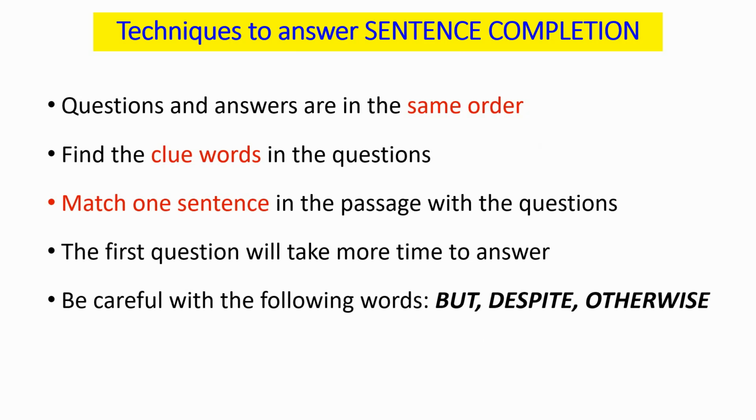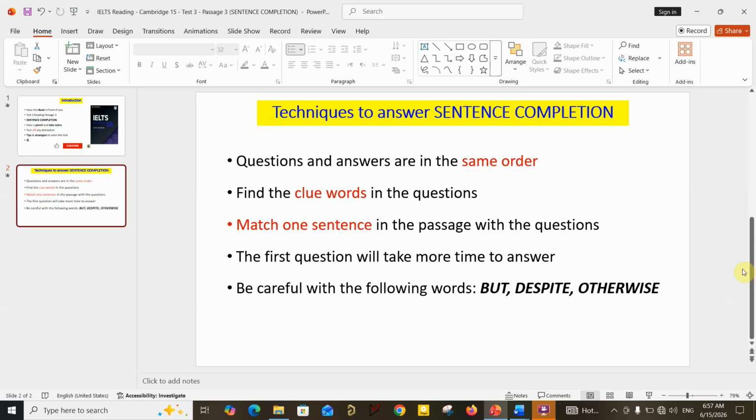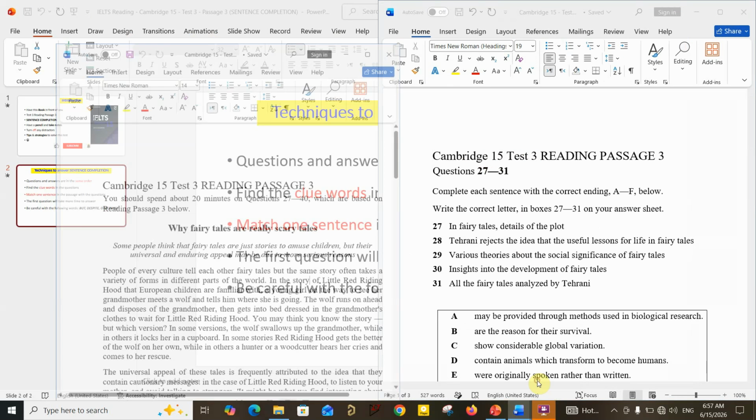And be careful with the following words: but, despite, otherwise, however. These are showing contrast in the passage, and most of the times you can find the answer after these words. So read them more carefully than the rest of the passage, and you will see this in sentence completion and also in the other type of the IELTS exam.